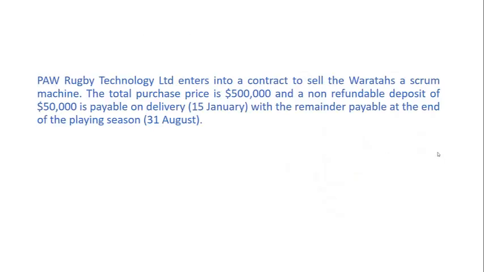So we'll think about this with a simple example, and here we have a company called Poor Technology which enters into a contract to sell Waratahs, a scrum machine. The total purchase price is $500,000 and a non-refundable deposit of $50,000 is payable on delivery of the machine, which occurs on the 15th of January. The remainder is payable at the end of the season, which is the 31st of August.